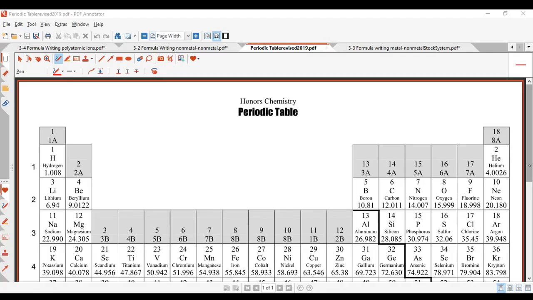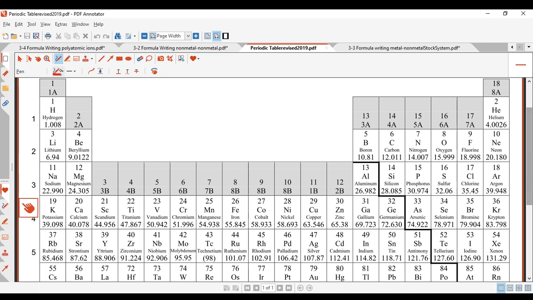Before we practice this, I want you guys to get out your periodic table, and we're going to label where you have to do this. So in the middle of your periodic table, what I want you to do is I want you to label this section here as we need Roman numerals.